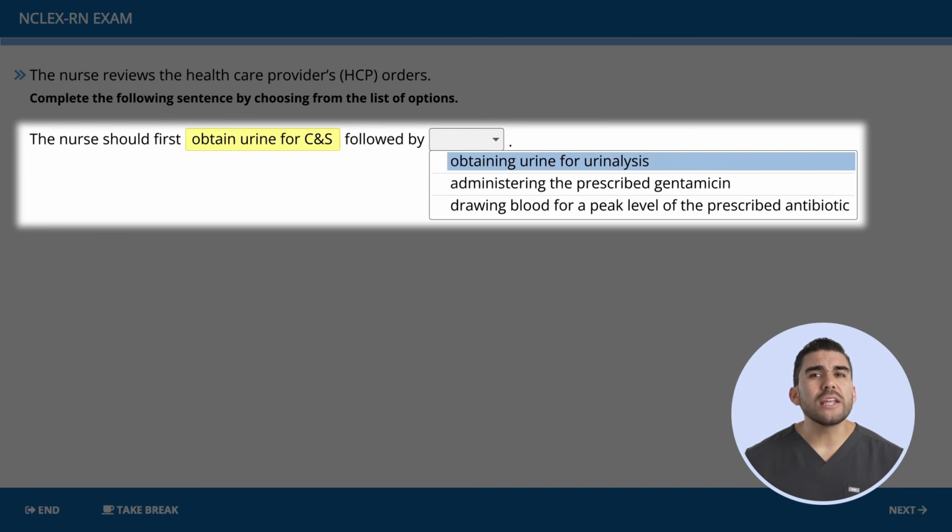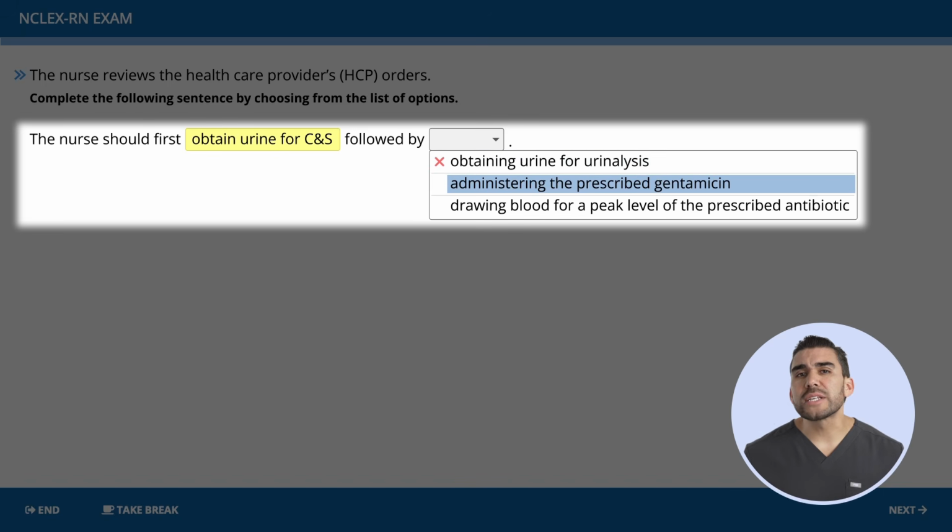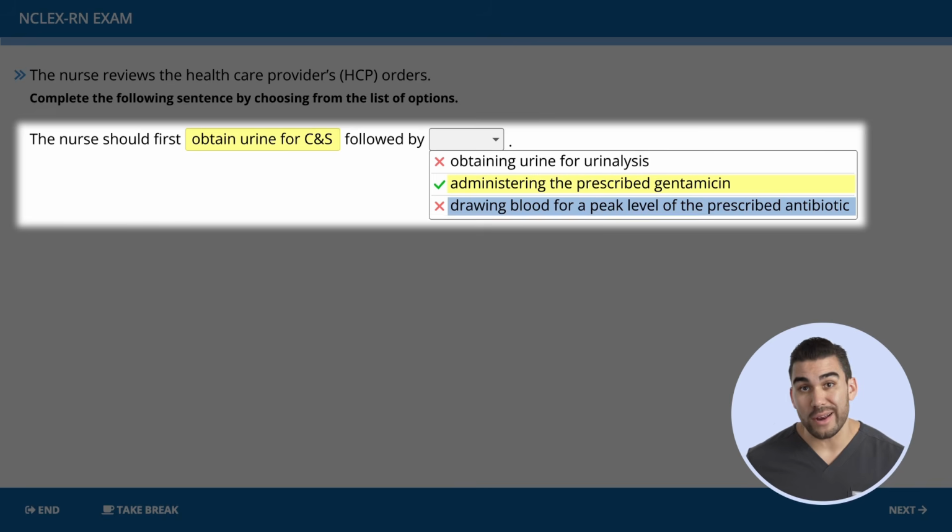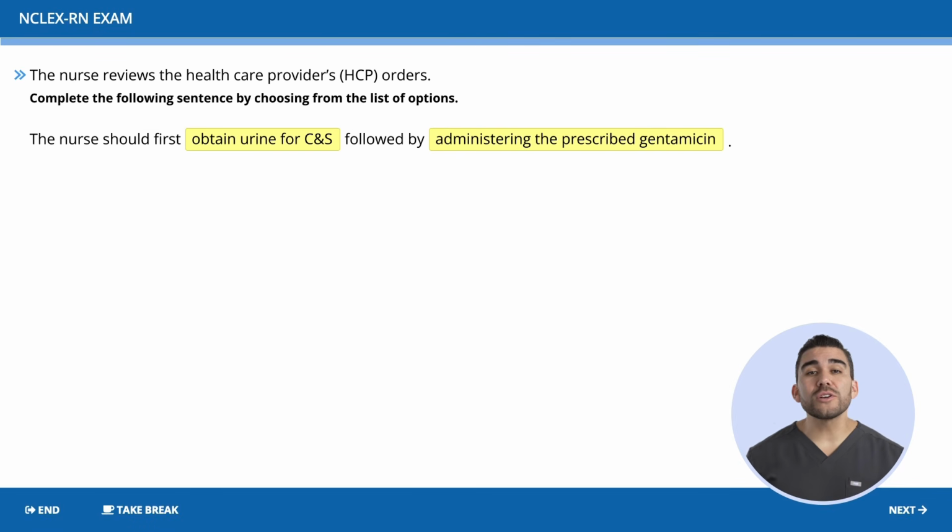So will it be obtaining urine for analysis? No, we already collected the urine. So it's got to be option two here, administering prescribed gentamicin, because always remember, cultures comes first, followed by antibiotics. And the last option is incorrect, because drawing blood for a peak level is only to be done after you give antibiotics.